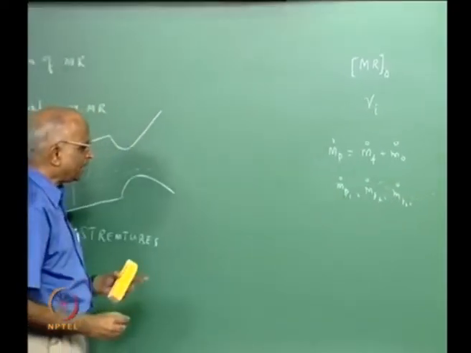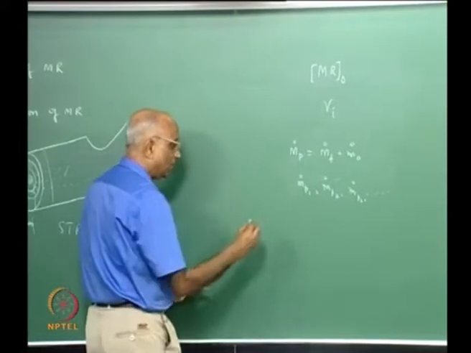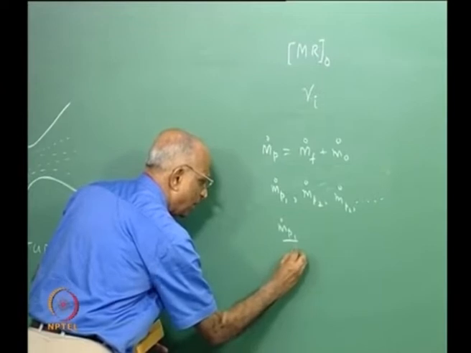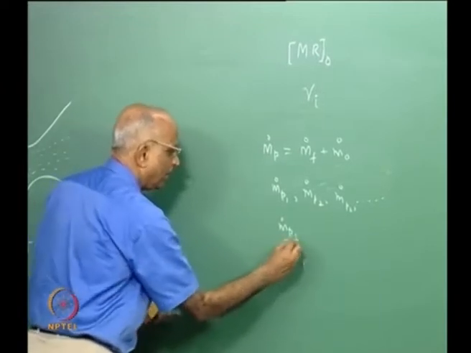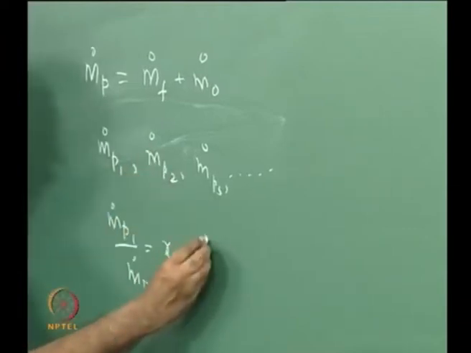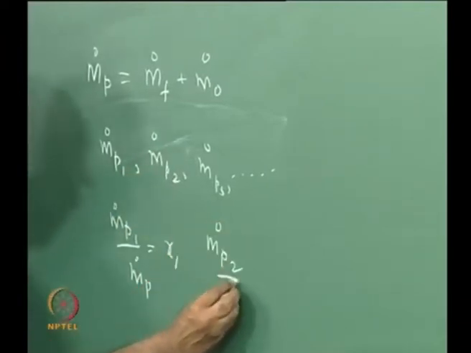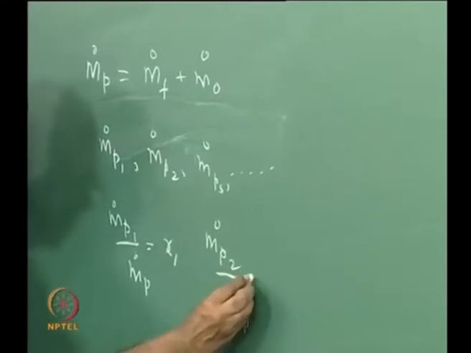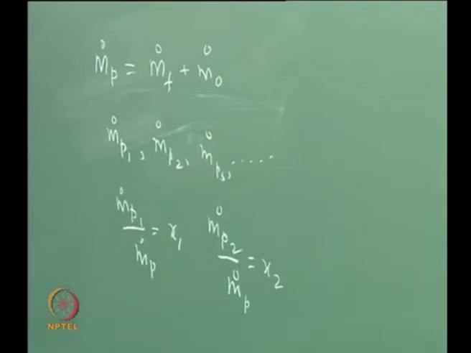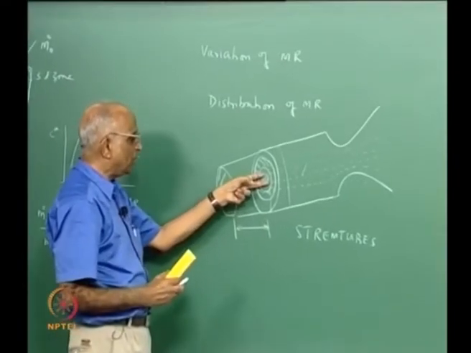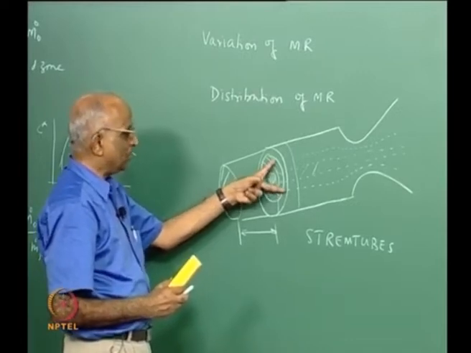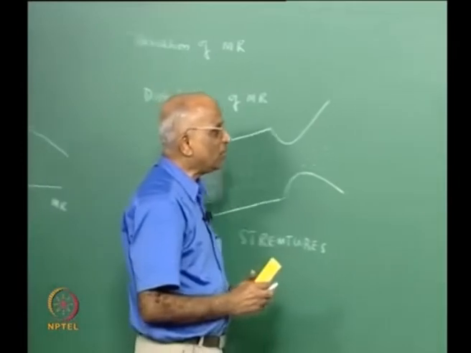And therefore, I can divide all these by the total propellant. m_p dot 1 divided by the total propellant, I call the fraction x1, m_p dot 2 divided by the mass flow rate of propellant as x2, and so on. I have x1, x2, x3, that is the fraction of propellant flowing in stream tube 1 is x1, flowing in 2 is x2, flowing in 3 is x3, and so on. Therefore, the summation of x would be what?